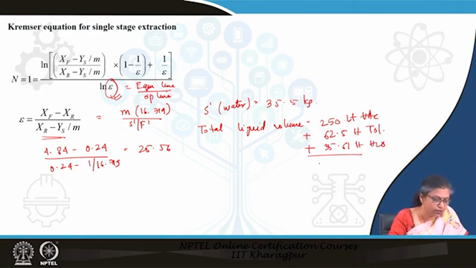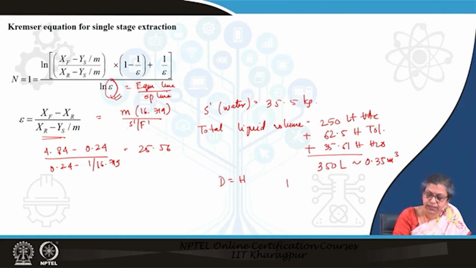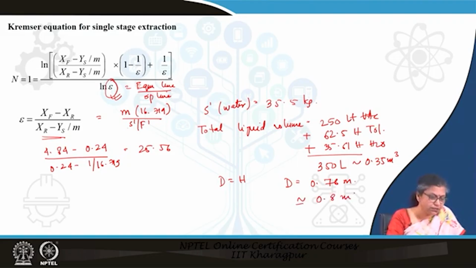So, totally you get around 350 liters as the total liquid volume, which gives you around 3.35 meter cube of the vessel volume, right. It is actually 348.1, I have just rounded it off. Now, from this, if you consider D equals H, then you get the diameter as 0.76 meters. Based on the quotes, we make it 0.88 meters, or it is equal to 800 millimeters, which also gives you H equals 800 millimeters.